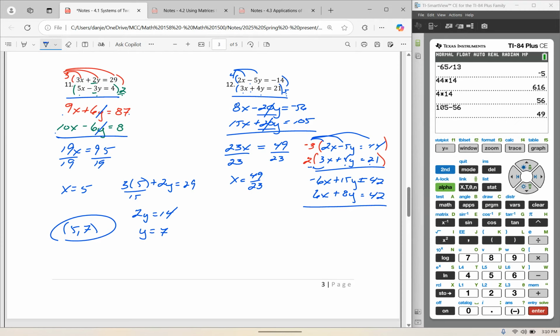Now I'm going to add these two together. The negative 6x and the 6x will cancel. 23y, 42 and 42 is 84. Divide each of those by 23. y equals 84 23rds. Now I certainly could have taken that 49 23rds and plugged it back in for x, got a decimal value, tried to make it a fraction, or I could just resolve the equation and get this crazy number for x and this fraction for y.